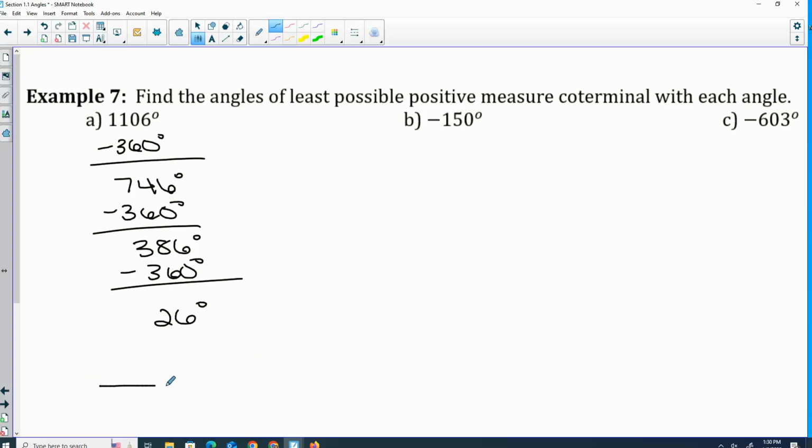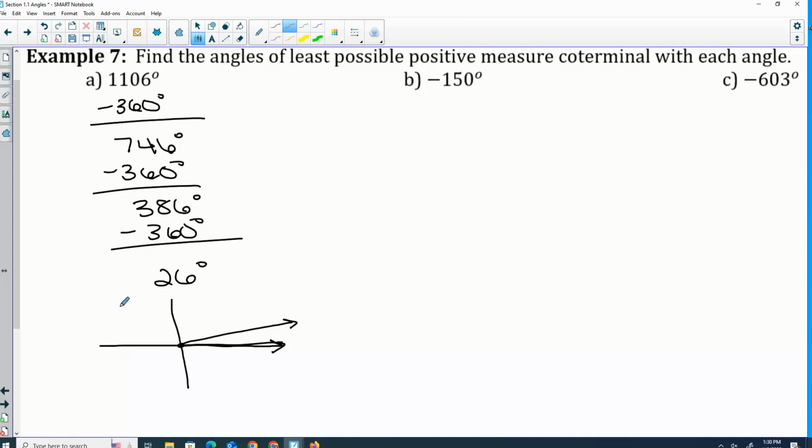Okay, so in other words, if you were going to draw this in standard position, the terminal side ends at 26 degrees. How many times did I subtract 360 off? I subtracted 3 times. So essentially, this original thing went all the way around 1, 2, 3 times and came all the way back. But in terms of the graph, it looks the same as if you had just done 26. All right, what would I do with my negative 150?